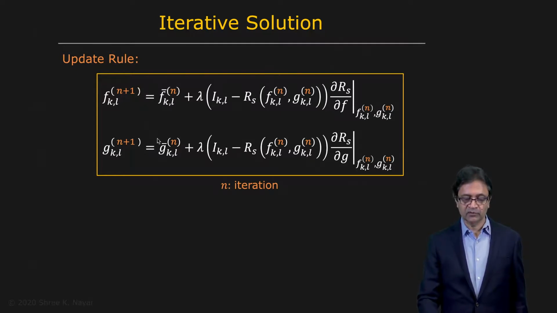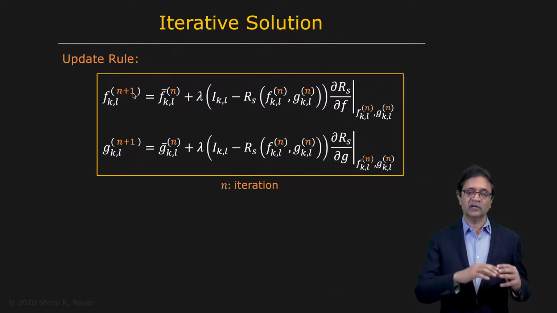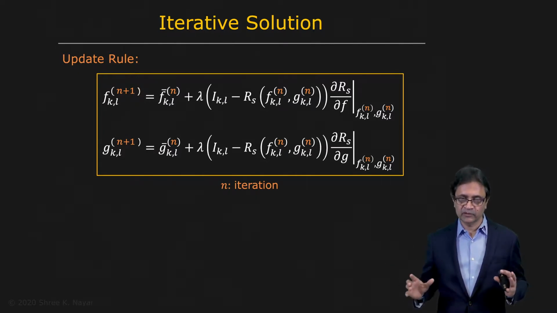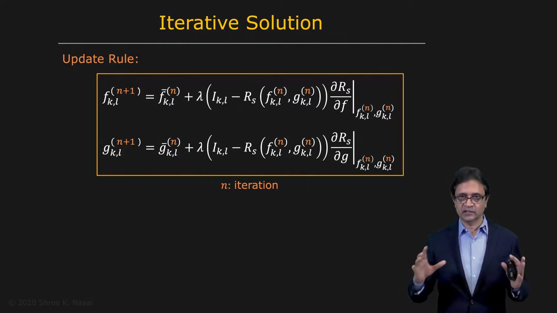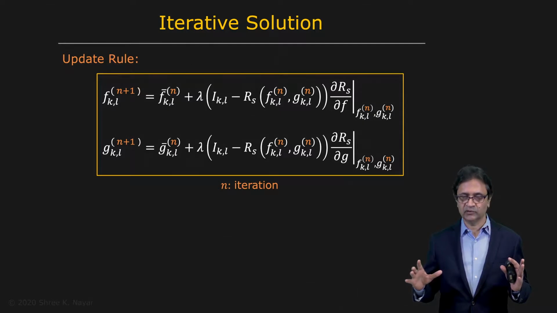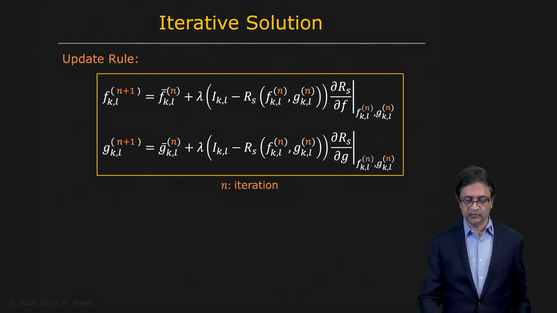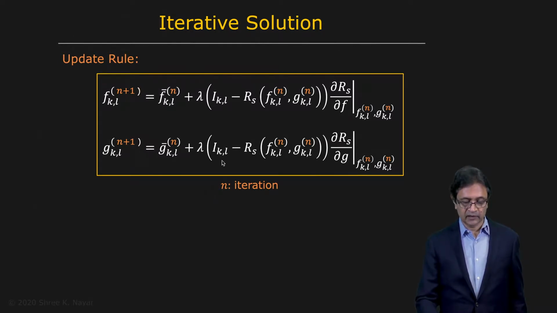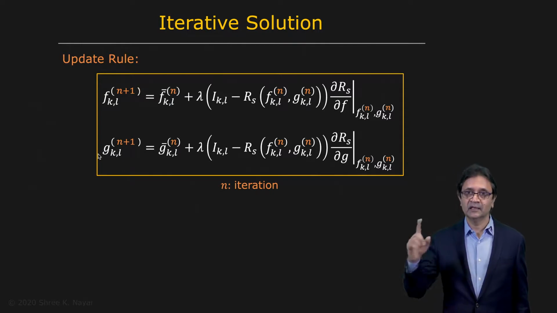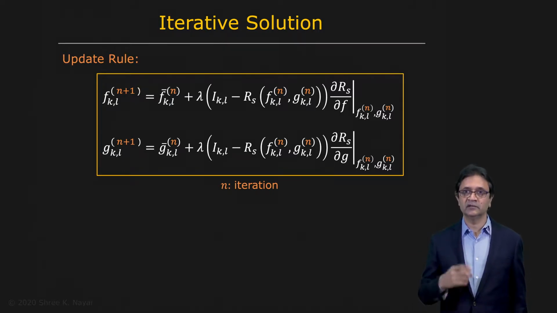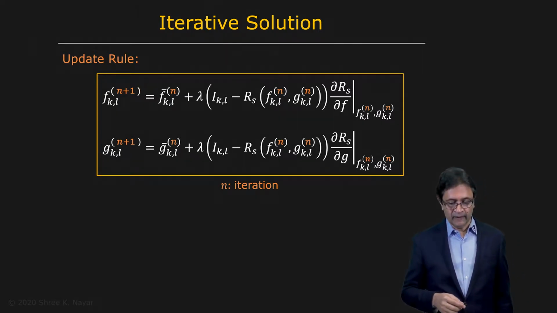And that gives you a new set of values for FKL and GKL on the left-hand side. And that would be n plus 1. You're going to do that for all the pixels, compute the entire set of F and G values over the image, and then you're going to do the same thing. Use them to recompute the right-hand side, and then you end up getting new values for F and G on the left-hand side. This is what makes it an iterative solution.